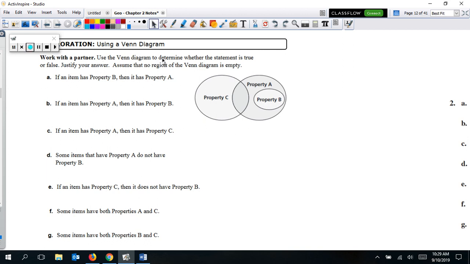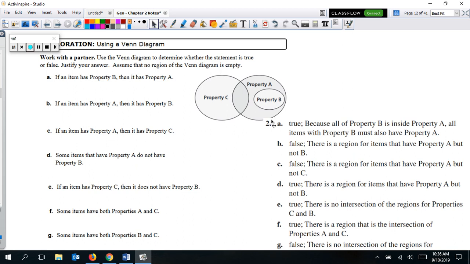It says, use the Venn diagram to determine whether the statement is true or false. Justify your answer. So I'll give you some time. Go ahead and figure out if it's true or false by looking at this. And then it says here, assume no region of the Venn diagram is empty. So even though this intersection part right here looks empty, just assume it's not empty. Assume there's stuff in there. So I'll give you some time there to work on that, and then we'll go over these answers.